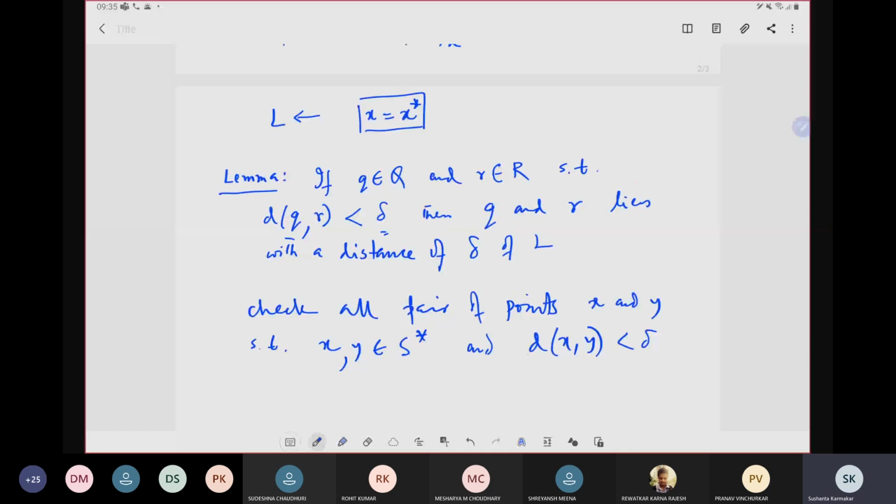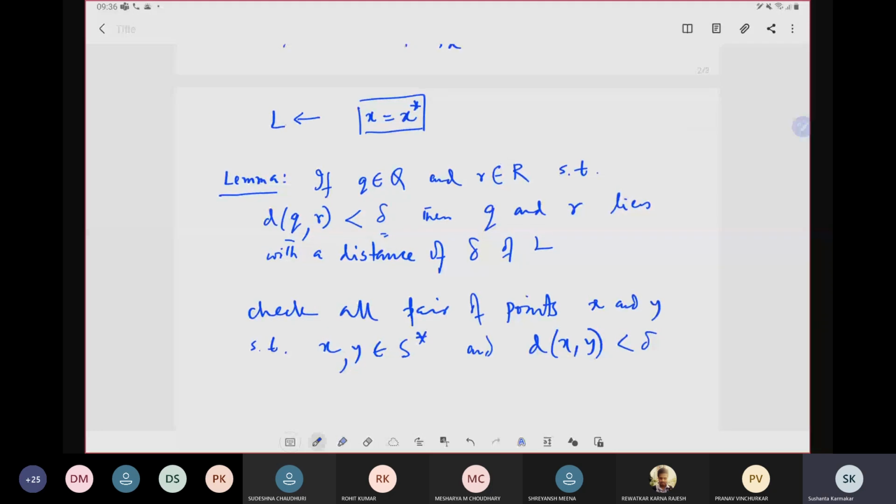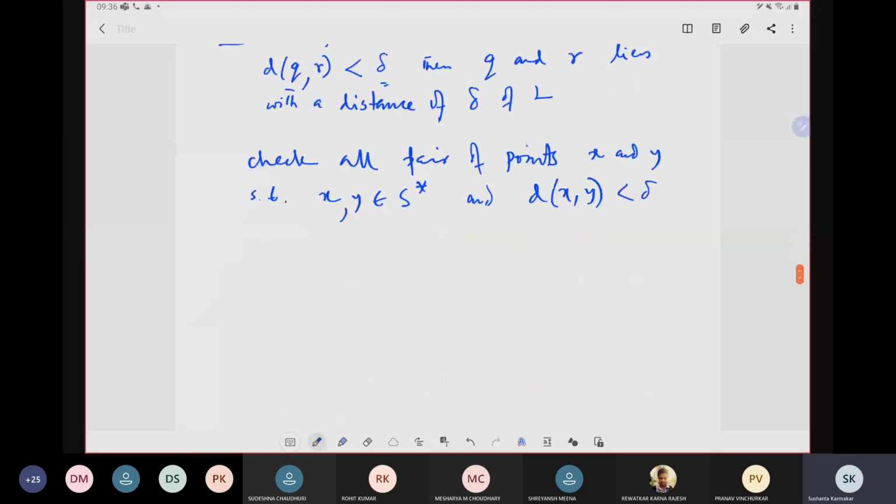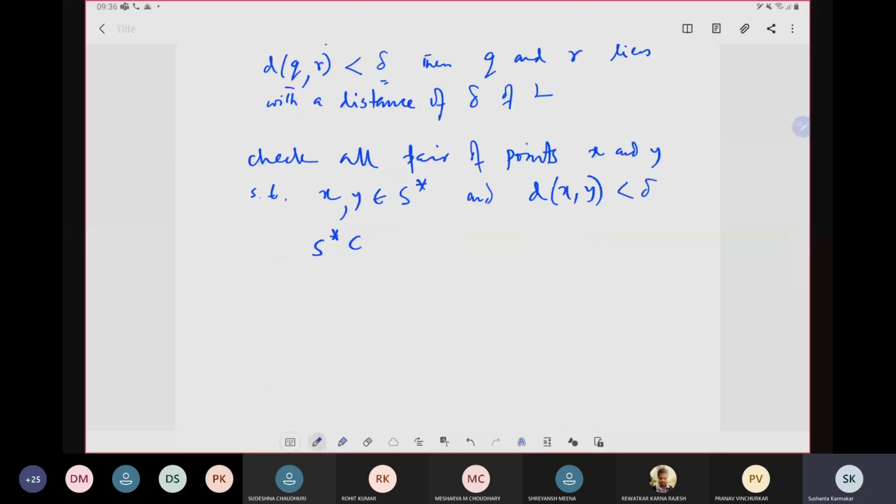Now the interesting thing is that we should search x and y in this narrow band S star, which is separated by delta from the line L. Okay. Now, how many points are potentially there in S? Definitely, I can clearly claim that this S star is a subset of this set P of points, which is essentially Px, you can say, but it is a subset of points.